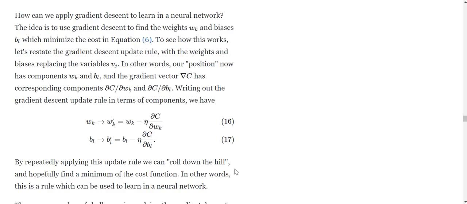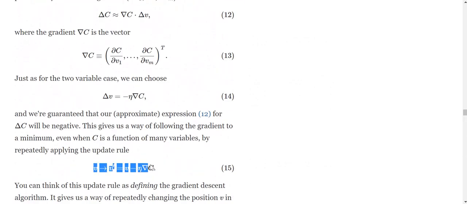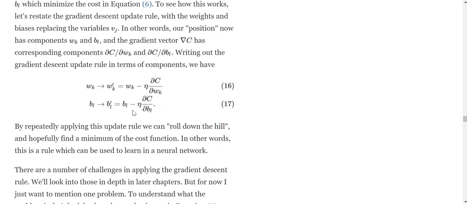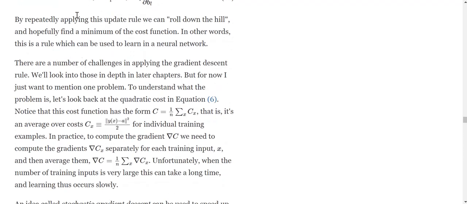So now the update rules are so, and this is similar to the update rule here, right? Just instead of V, now you have those things, and similarly the gradient of C is also changed. Now it's with respect to Wk and Bl. By repeatedly applying this update rule, we can roll down the hill and hopefully find the minimum of the cost function.